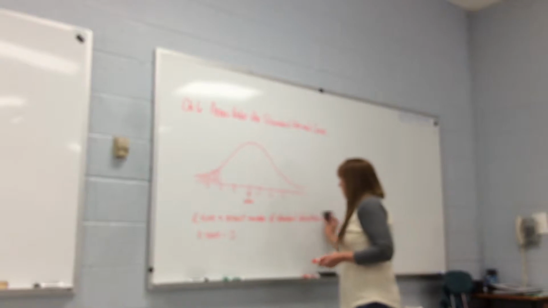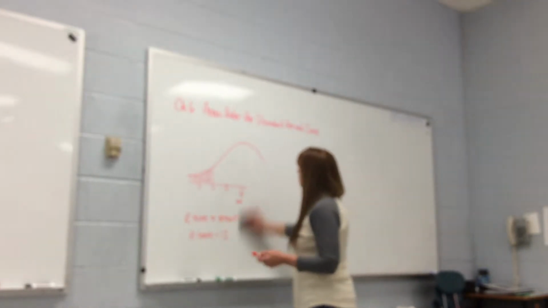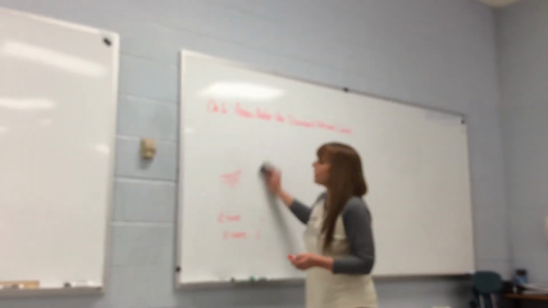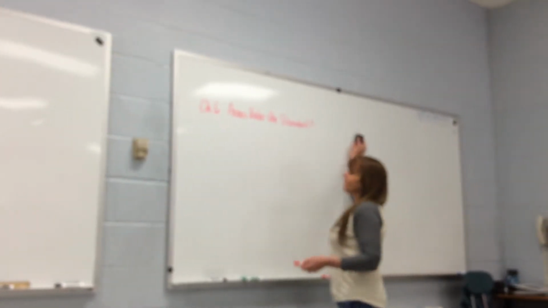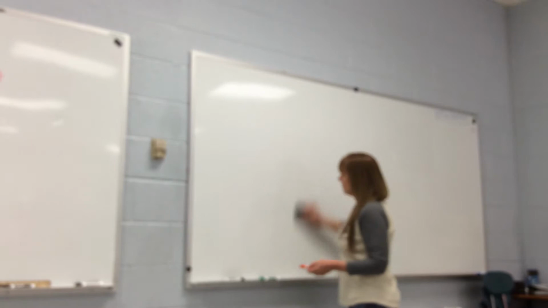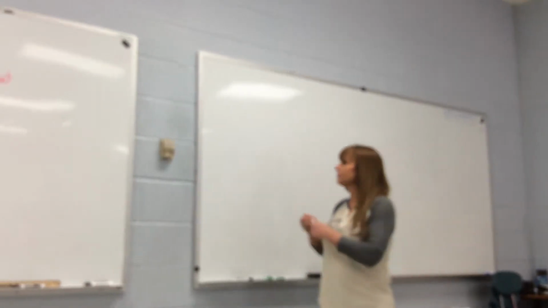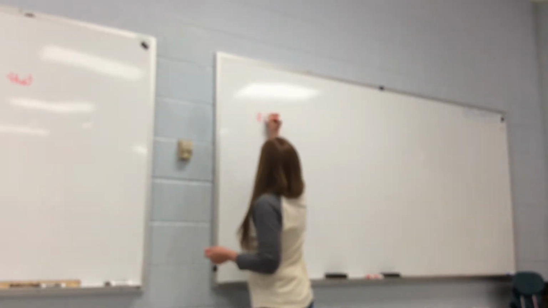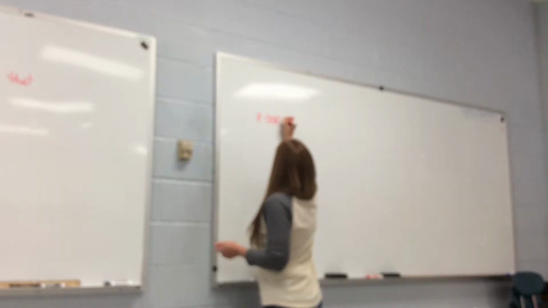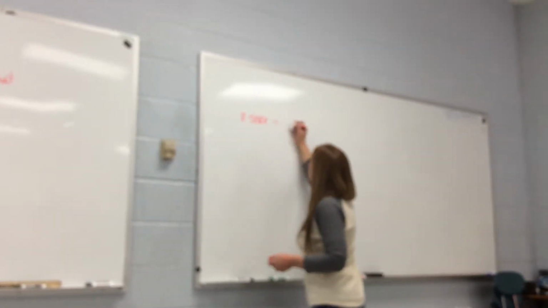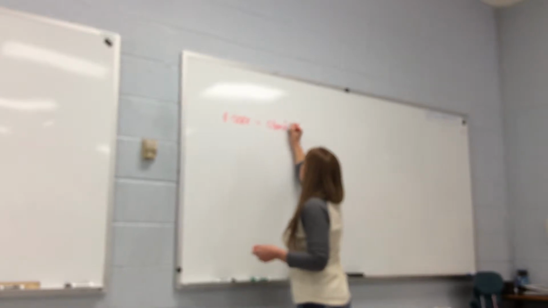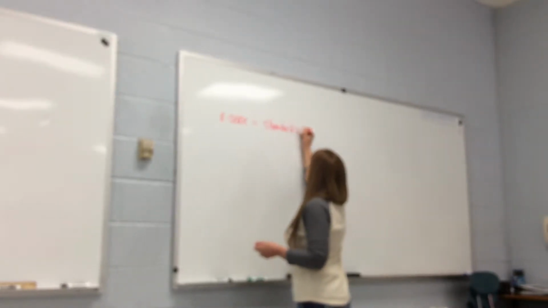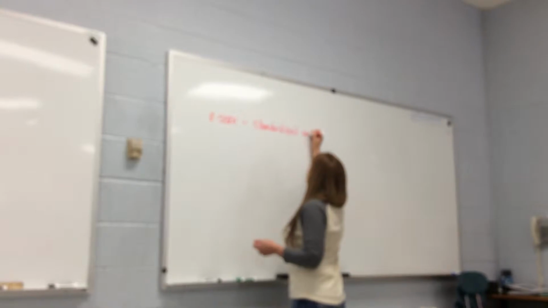So in your notes, you'll see something about a standardized variable. Well, a standardized variable is the same thing as a z-score. So a z-score is equivalent to a standardized variable.